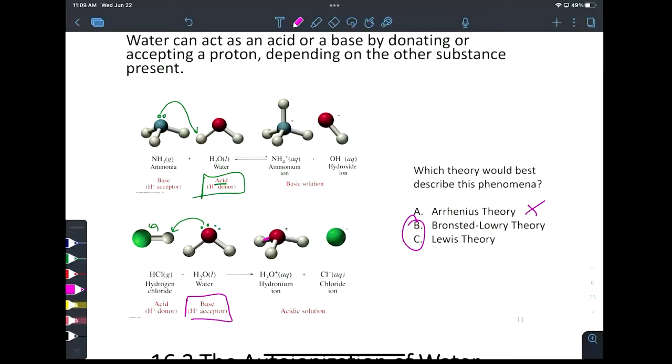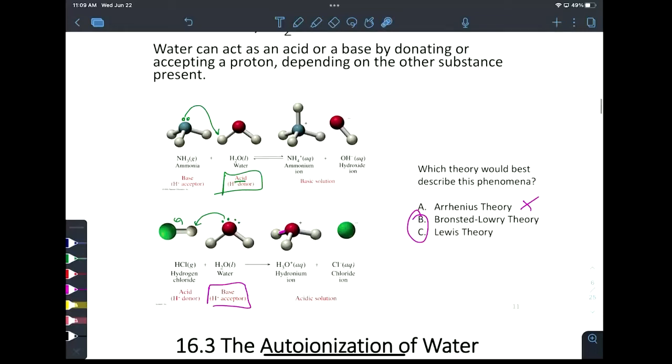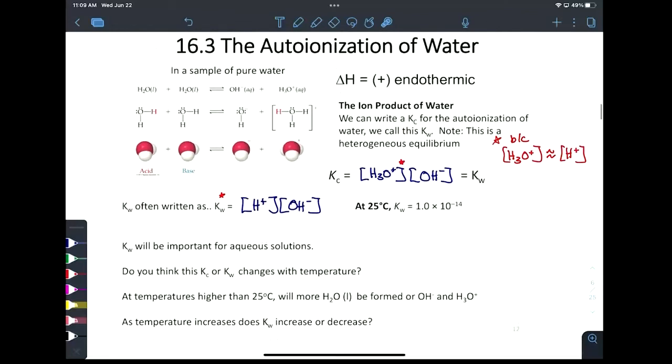In order to really recognize this phenomenon of water, we need to know how the proton is moving within here, or where electrons are moving, if you want to think about it in a Lewis acid-base theory realm. All right, so based upon this idea that water can lose a proton and make OH minus, that's what you see here, or can gain a proton and make H3O plus, that is actually something that happens in a pure sample of water.